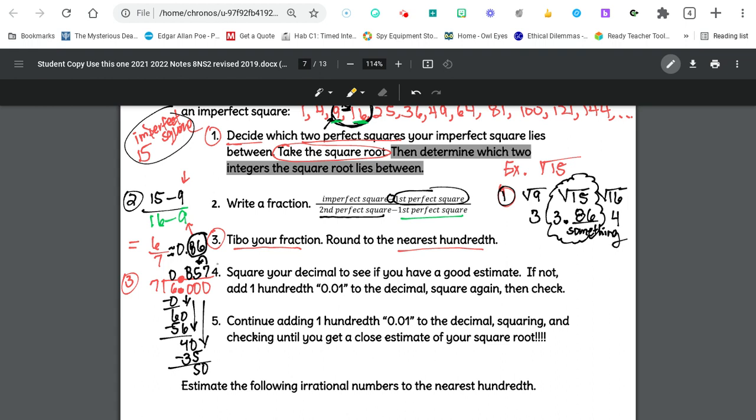So now all I do is go to step 4 and step 5. Step 4 and step 5 is just when you check. And you keep checking, okay? So I'm going to check. I'm going to take 3 and 86 hundredths and square it and see what I get.